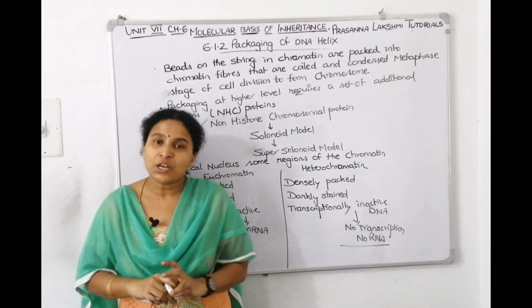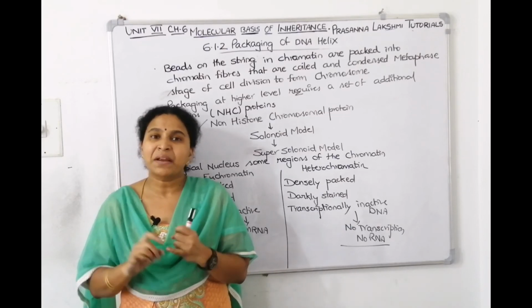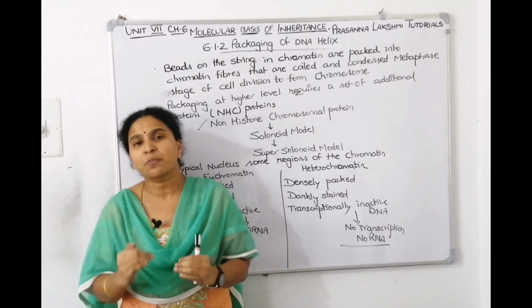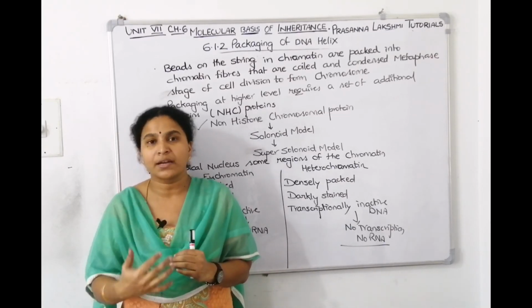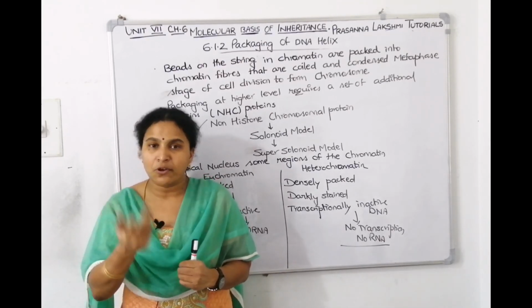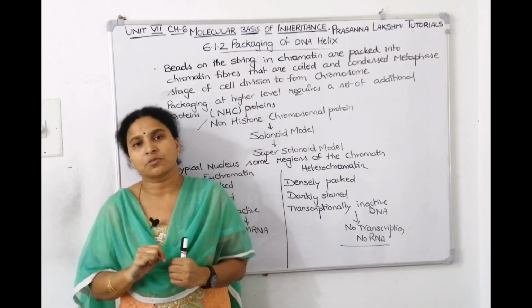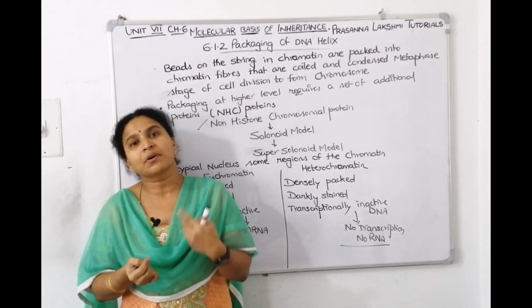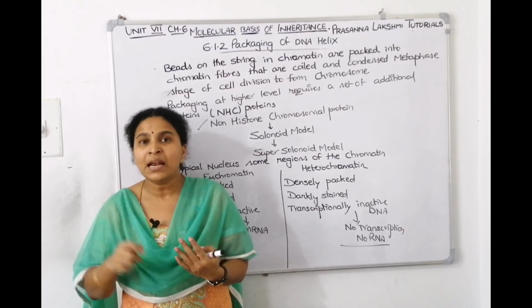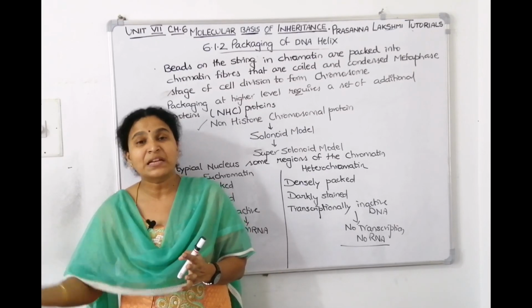Packaging in prokaryotes: there is no nucleus, but it takes the help of polyamines, which are positively charged, and it makes a nucleoid with larger loops. In eukaryotes, it can be explained by the nucleosome model. Who coined the word nucleosome? Oudet et al. coined the word nucleosome. Who proposed the model? Kornberg and Thomas proposed. They tell that under the electron microscope, you find the nucleosomes as beads and strings.